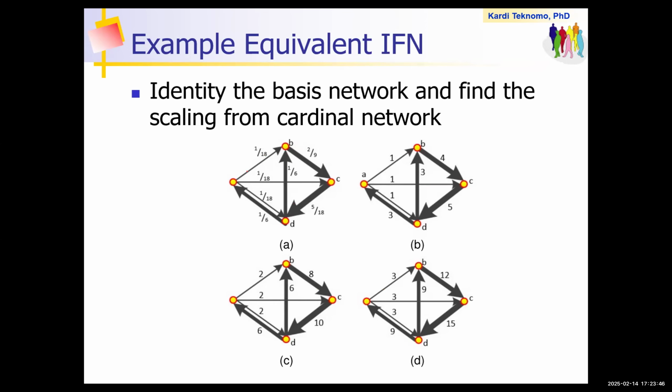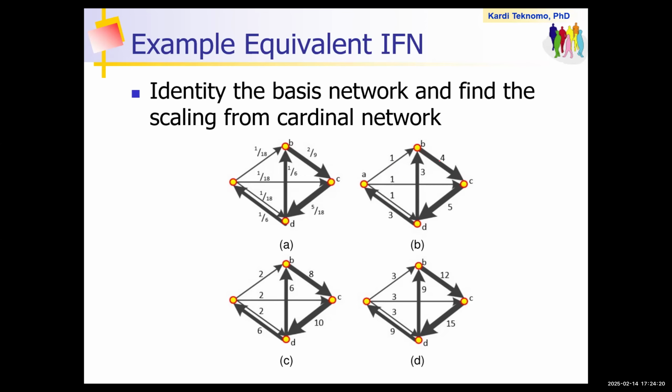Now these are all equivalent IFN. Can you see? A, B, C, and D are all equivalent IFN, but they have different scaling only. So for B, the minimum is 1, so this is the minimum integer, unit IFN. It is also a cardinal network.